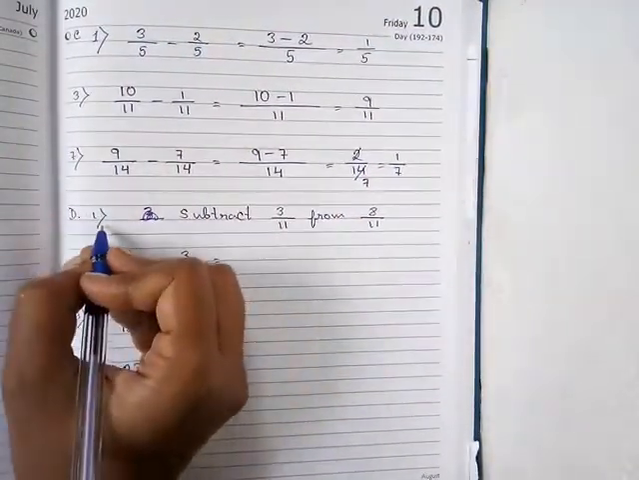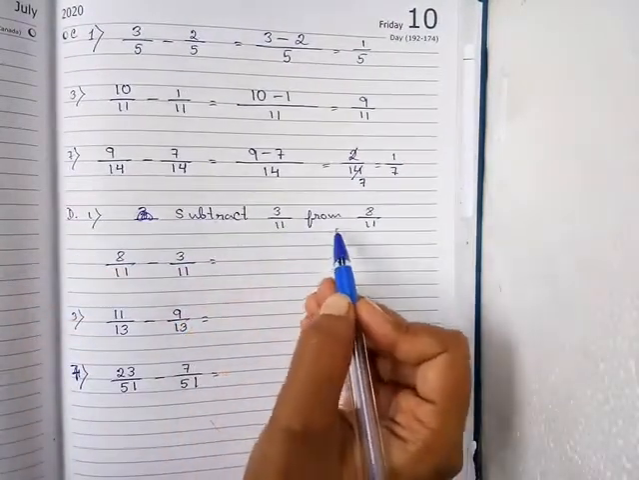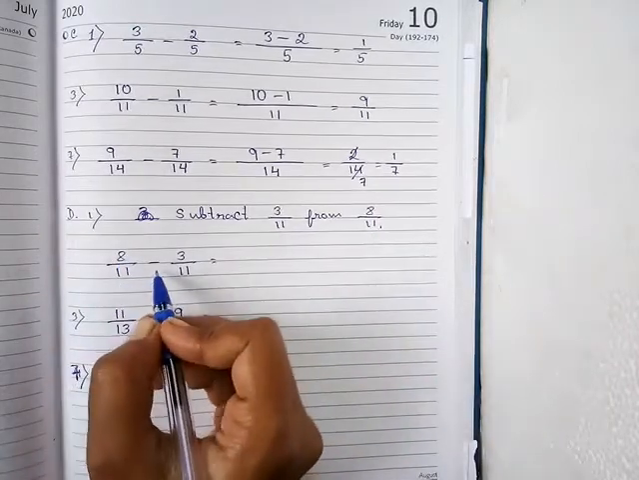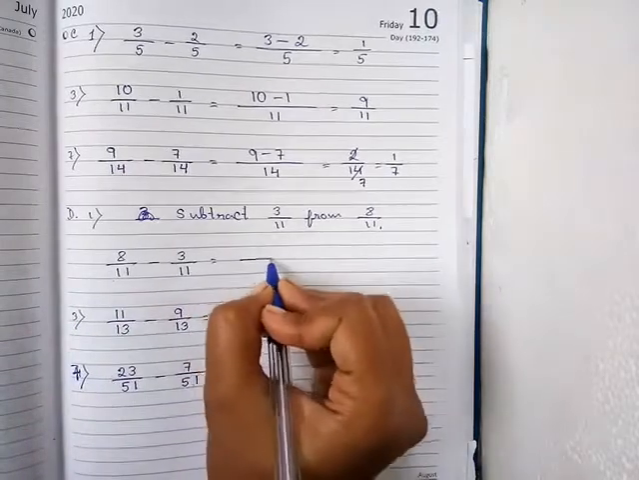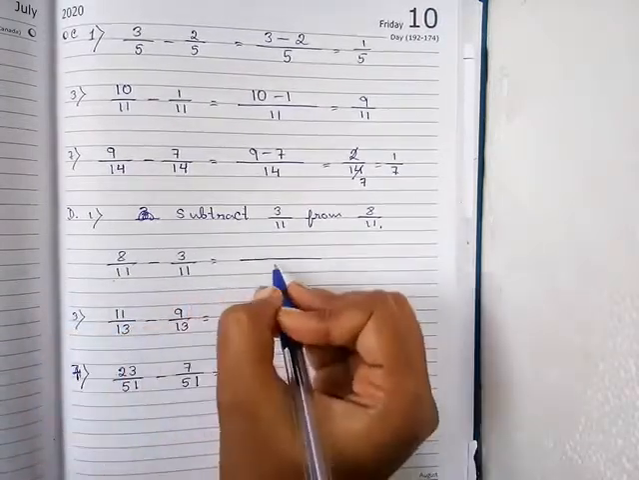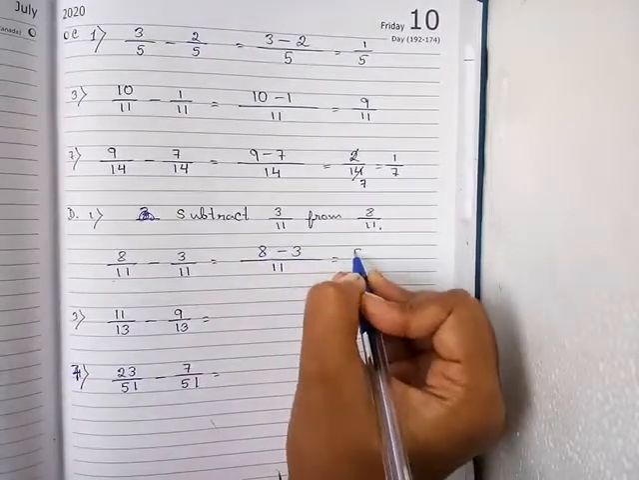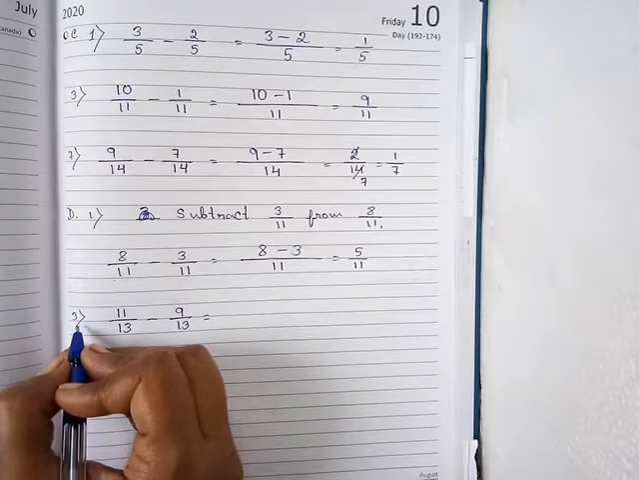Next D, question number 1. Our question is subtract 3 by 11 from 8 by 11. So first write down 8 by 11, then minus 3 by 11. Here denominators are same, write down 11, then 8 minus 3. So 5 by 11.